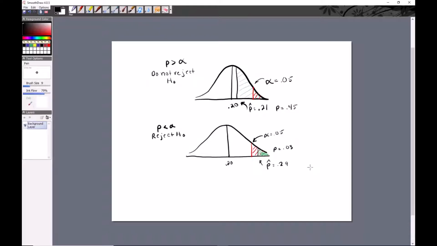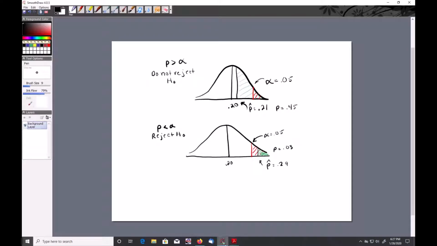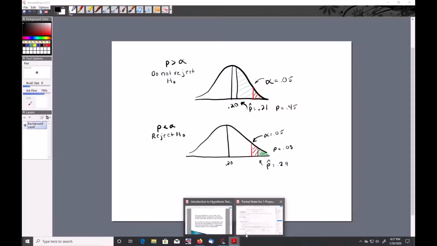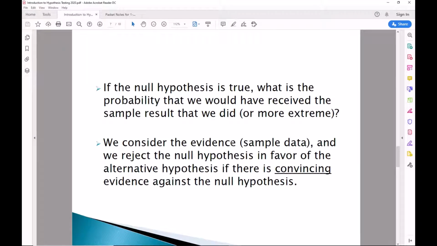That's rare. So really, if H0 is true, we should not see 0.29, but we did. So perhaps we need to reject H0 and look further into it to see what the true value is. All right? So that's what we're saying in that particular slide. Let me get it back up here. If we find convincing evidence from sample data in favor of the alternative, then we're going to reject the null hypothesis.